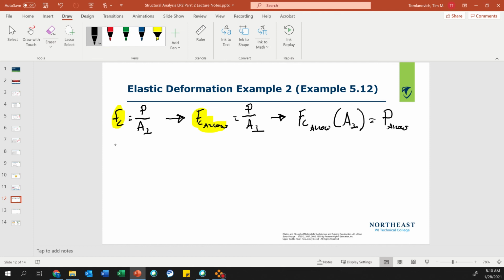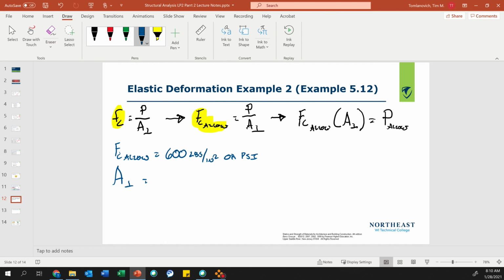So we know FC allow equals 600 pounds per square inch, or that's psi. And we know our area. So it says 4x4 S4S, and I do believe that's 3.5 by 3.5. I'll just double check.